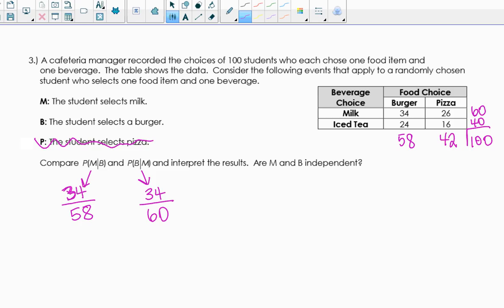So we can tell by the numbers that we're going to be close. This is about 58.62%. And this is about 56.67%.